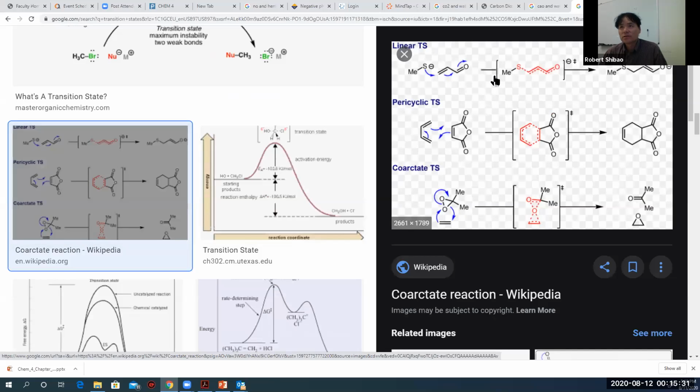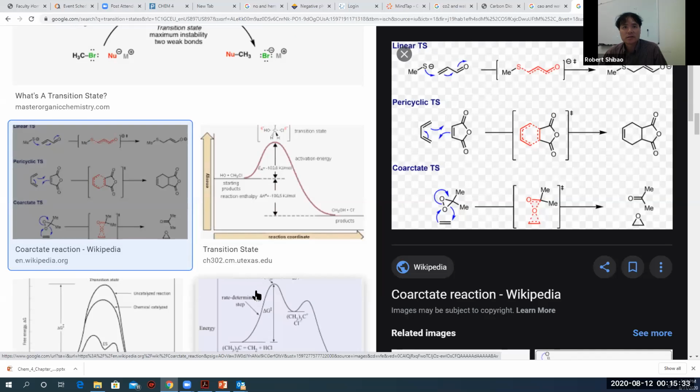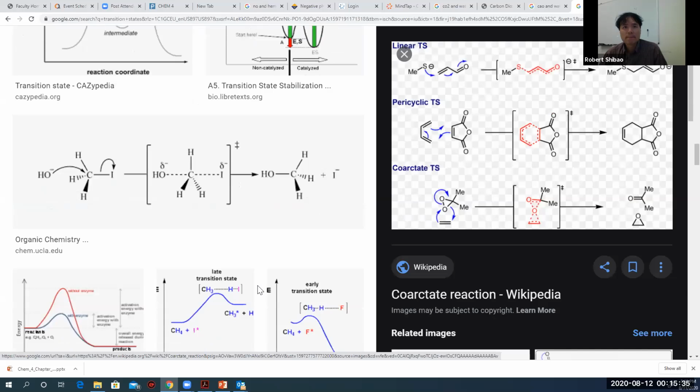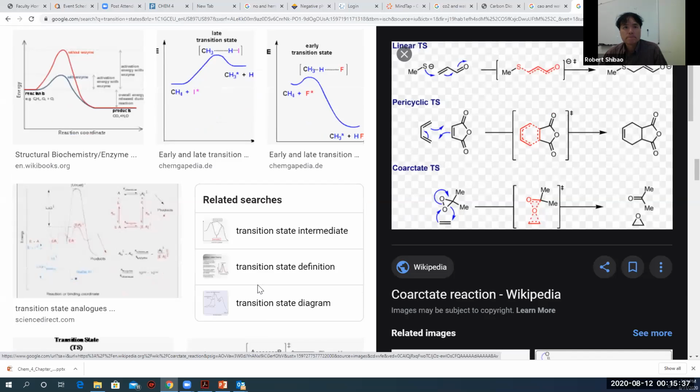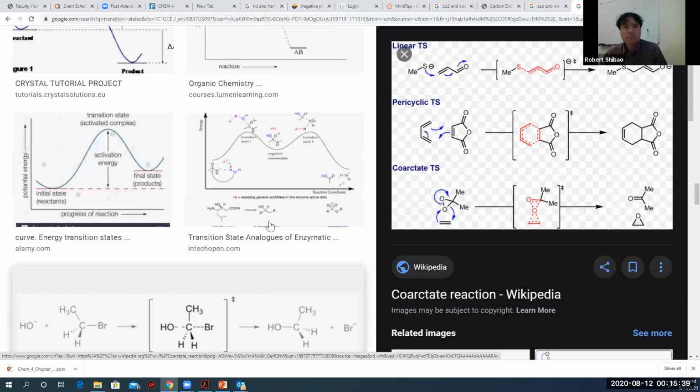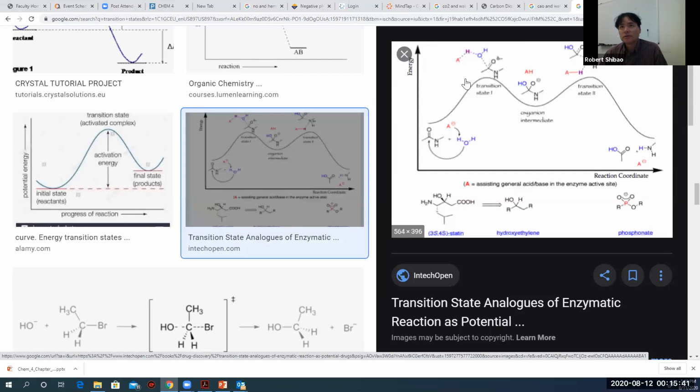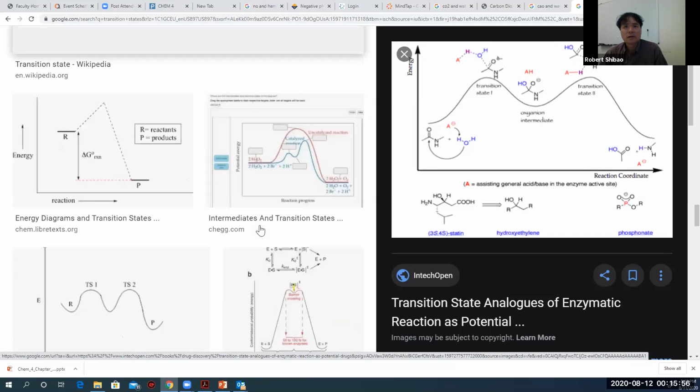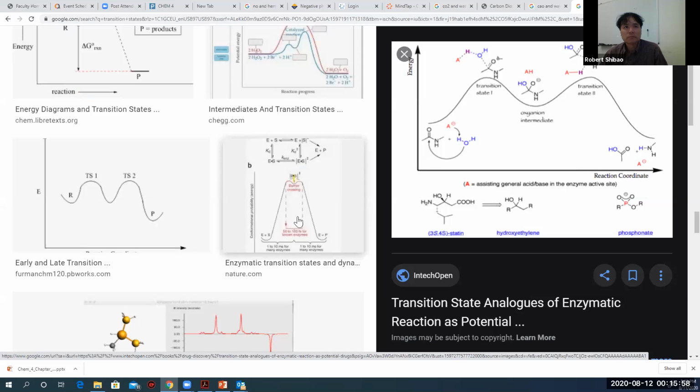Some more transitory states here. Here's a couple of transition states too. Transition state 1. This intermediate can be isolated here. This can't. This has actual bonds. Isolated means you can measure properties.